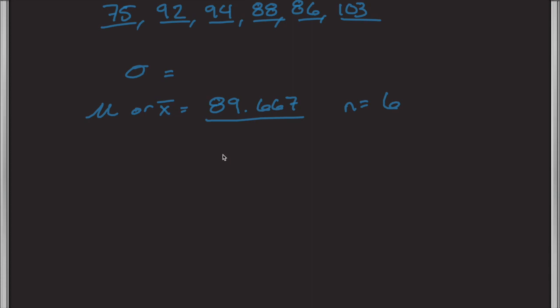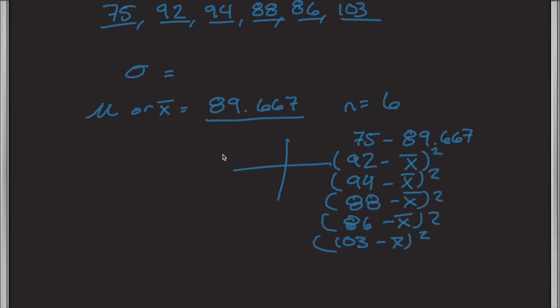So 75 minus 89.667. We can also take 92 minus that same value, 94 minus that same value, 88 minus x bar, 86 minus x bar, and 103 minus x bar. All of these values are ultimately going to be squared. So we're going to end up with a positive value here.